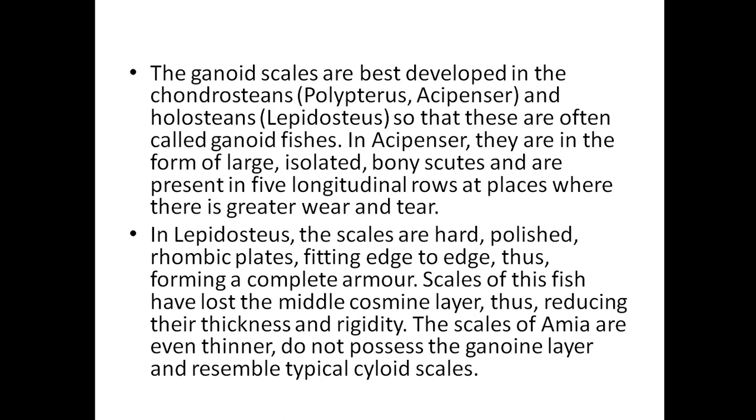For example, in Acipenser, they form large bony scutes, present in 5 longitudinal rows at places where there is greater wear and tear. They are like an armor. Whereas in Lepisosteus, the scales are hard, polished, and look like rhomboid plates, fitting edge to edge, thus forming a complete armor around the fish.